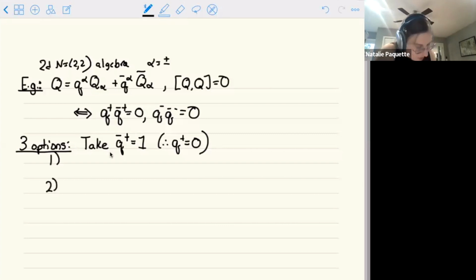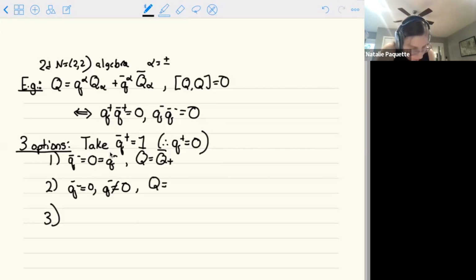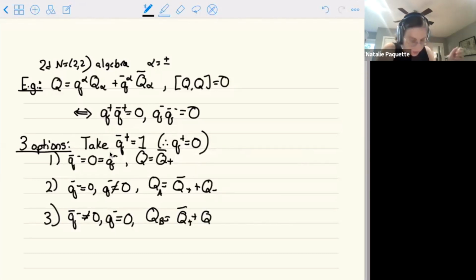So then there are 3 options given the starting point to satisfy the nilpotence equations. I could either have Q bar minus and Q minus both equal to 0. In that case, the nilpotent supercharge is just Q bar plus itself. I could have Q bar minus equal to 0, but Q minus non-zero, and then Q can be written as Q bar plus plus Q minus. Or I could have Q bar minus non-zero and Q minus equal to 0. I'll call this supercharge QA and this one QB. And then I have Q bar plus plus Q bar minus.